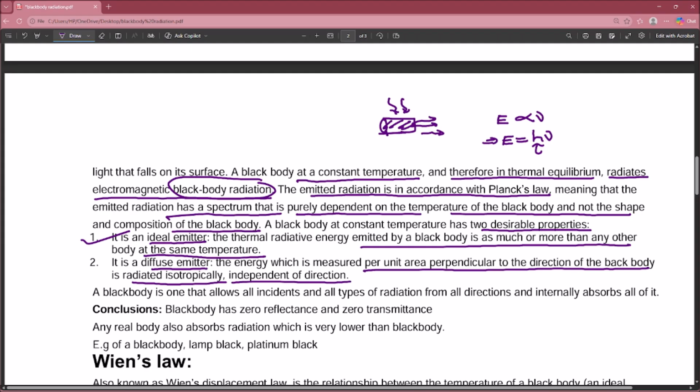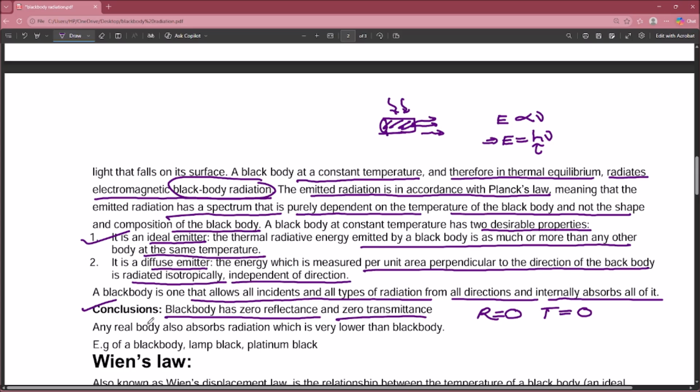A black body is one that allows all incident radiation of all types from any direction and internally absorbs all of it. So we conclude that a black body has zero reflectance and zero transmittance. That means if R is the reflectance, then R is equal to 0, and if T is the transmittance, then T is equal to 0.